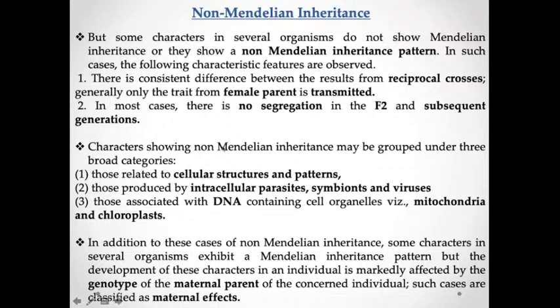Characters showing non-Mendelian inheritance may be grouped under three categories. They may be related to cellular structures and patterns, intracellular parasites, symbionts and viruses, or they may be associated with DNA-containing cell organelles such as mitochondria and chloroplasts. So these might also happen because of the DNA present in your cytoplasm, that is, the mitochondrial and chloroplast DNA.